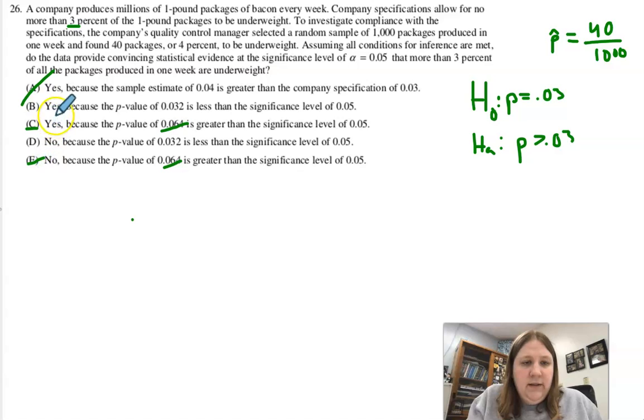Okay, so does this mean yes or no? Our p-value is less than our alpha level. That means we would be able to reject H0 and we would be able to conclude, or we have evidence, that it is greater than. So we would say yes, because we'd be able to reject.